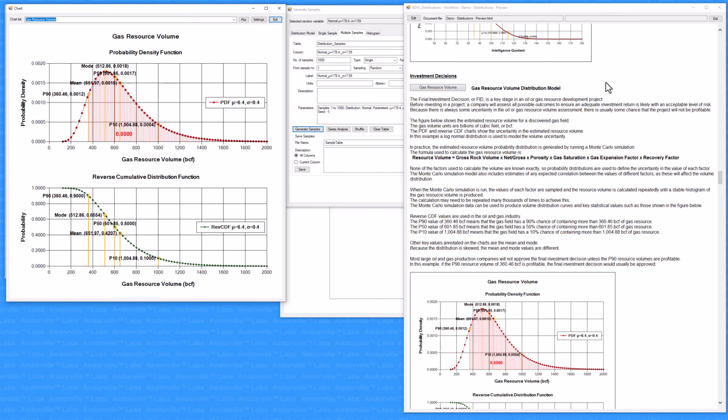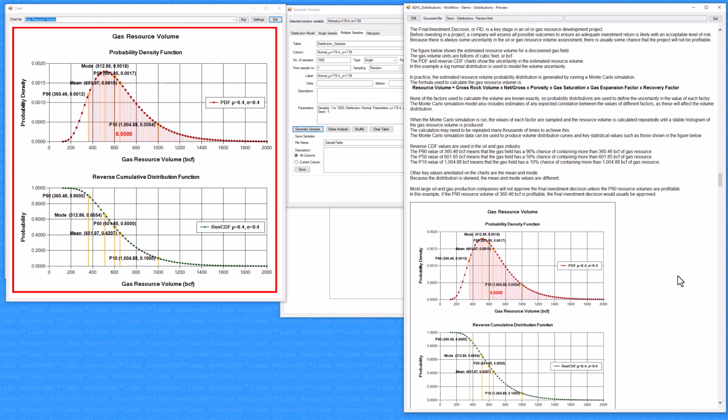The final investment decision, or FID, is a key stage in an oil or gas resource development project. Before investing in a project, a company will assess all possible outcomes to ensure an adequate investment return is likely with an acceptable level of risk. Because there is always some uncertainty in the oil or gas resource volume assessment, there is usually some chance that the project will not be profitable.